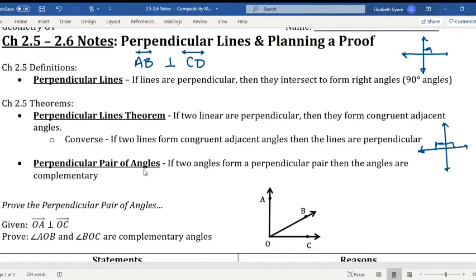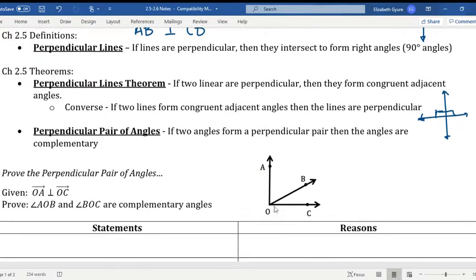Perpendicular pairs of angles. If two angles form a perpendicular pair, what that means is a pair, two right angles, that the non-common sides are perpendicular. Okay. Then the angles are complementary. So this is actually an example of a perpendicular pair. There's two angles, right? That's the pair part. And the rays they don't share, OA and OC, are perpendicular. Okay. So if that happens, then the angles are complementary.